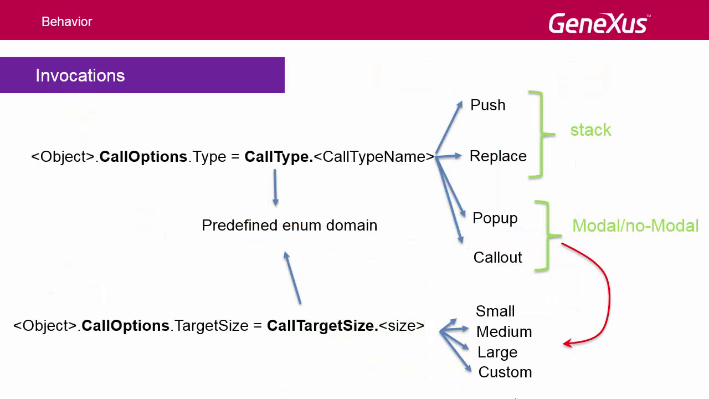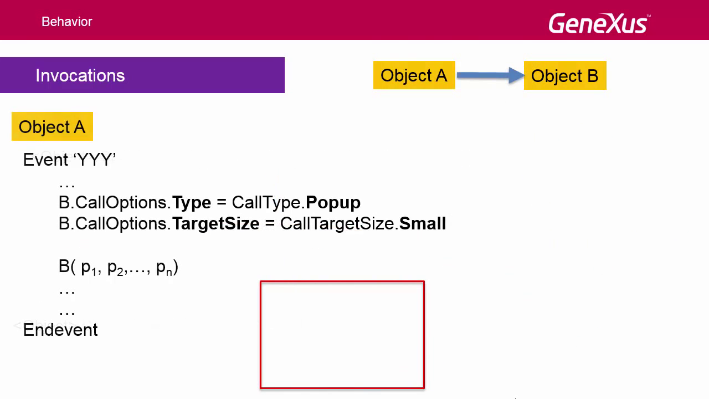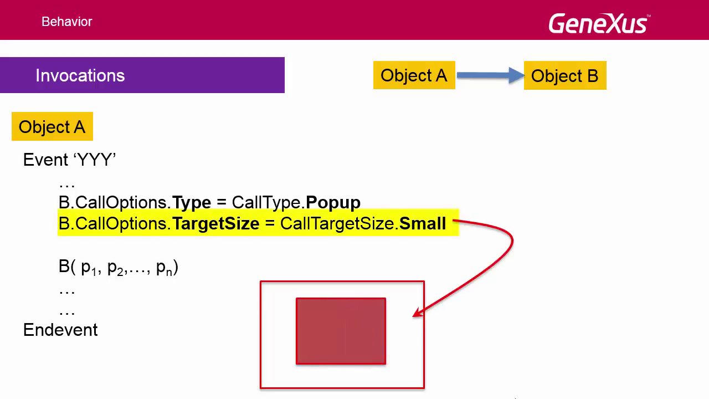As for the pop-out and callout screens, let's see the pop-up type. If the target size is not changed, it'll take the same screen as the caller. Otherwise, it'll take the area that we've indicated. If the invocation parameters include one of output type, the dialog will be a modal. That is to say, the caller will wait for the return from the execution of B to continue. If none of the parameters is of output type, the dialog will be non-modal.